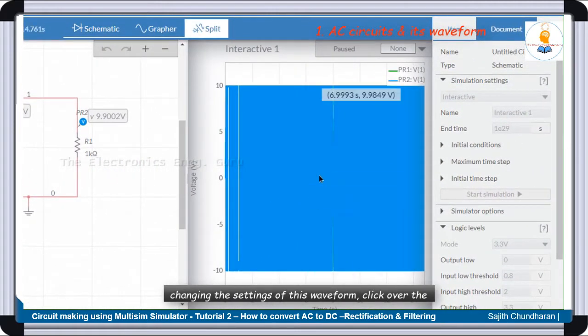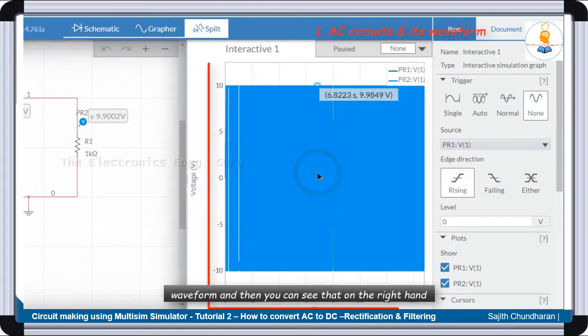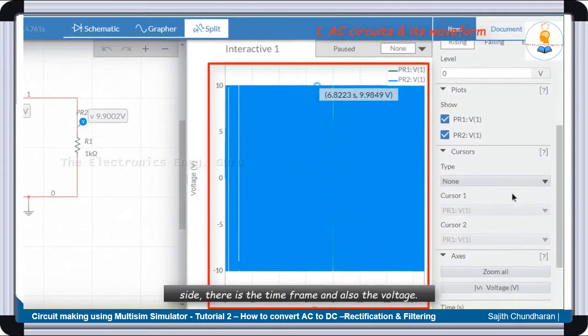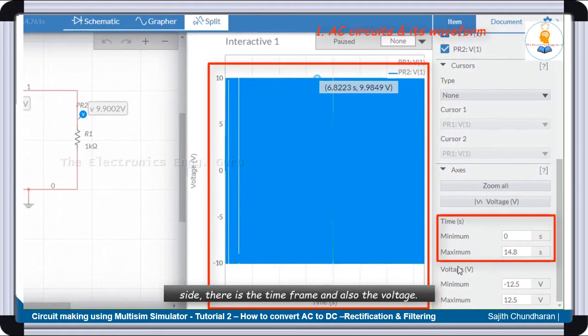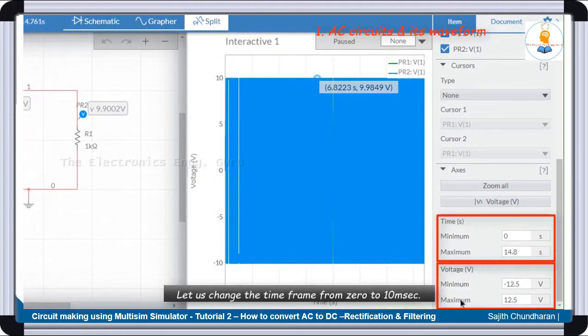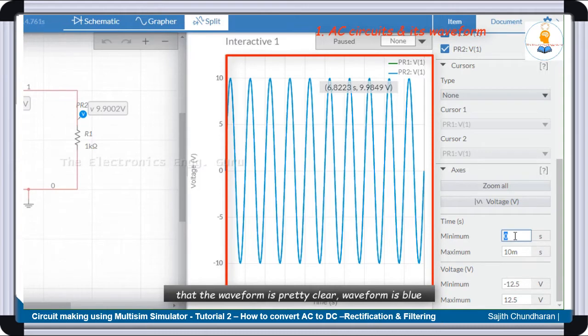For changing the settings of this waveform, click over the waveform and then you can see that on the right hand side there is the time frame and also the voltage. Let us change the time frame from 0 to 10 milliseconds. So let me change this over here to 10 milli. Now you can see that the waveform is pretty clear.